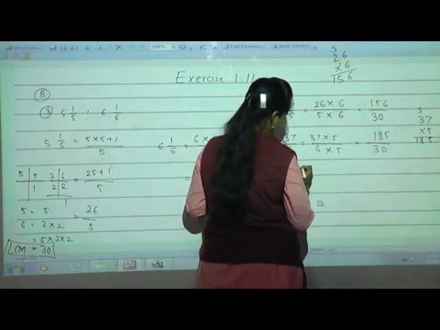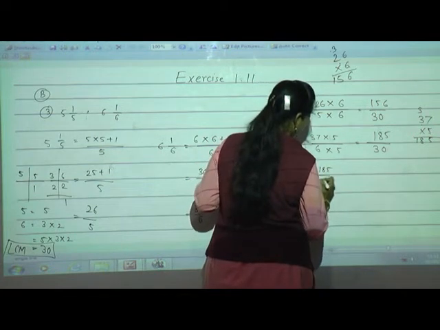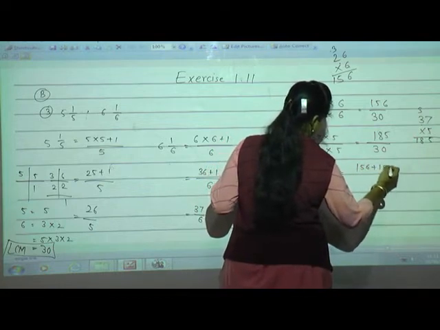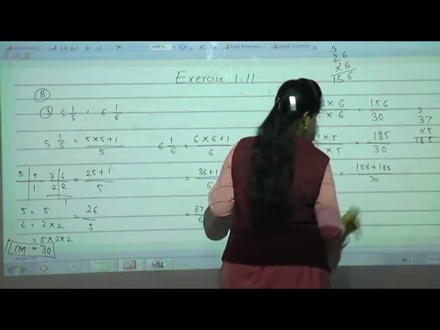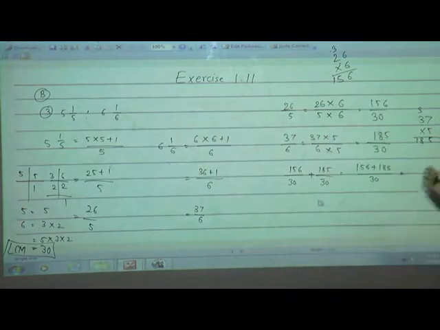So now I will take the numerators, we have to add. The denominator should come only once. Now do the addition. Here 185 is already there. Now I will add 156. 8 plus 1 is 9. 9 plus 5 is 14. Carry 1, 3. So the answer is 341 upon 30.